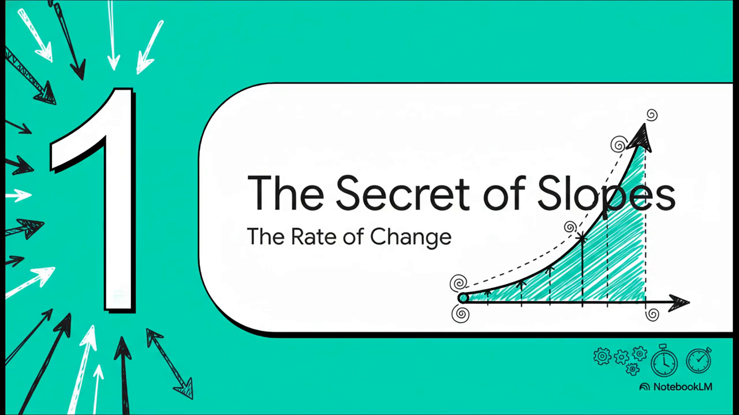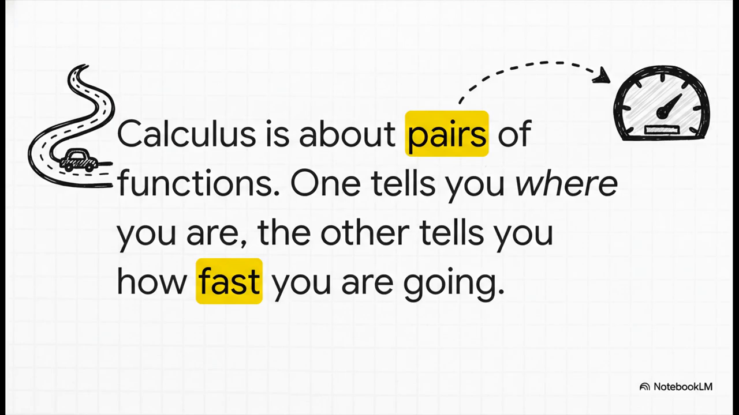The first half of calculus, it's called differential calculus, is all about answering one simple question. How fast is something changing right now, at this exact instant? And here is the key insight, the secret sauce, really. Calculus thinks about functions in pairs. So you have one function that tells you where something is, your position on a road. But then there's a second function, the one calculus helps us find, that tells you how fast you're going at that very moment. It's all about that relationship between a quantity and its rate of change.